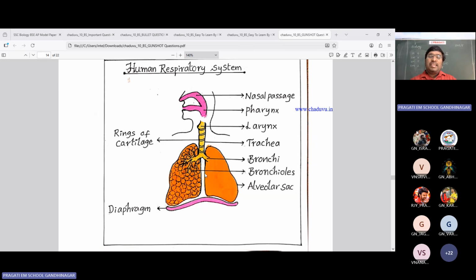And see, rings of cartilage. This is extra here, how I am representing rings of cartilage. And the diaphragm, which is useful for the respiration process, as we know. This is very, very important for the inhalation and exhalation process. So the human respiratory system diagram is also very, very important.